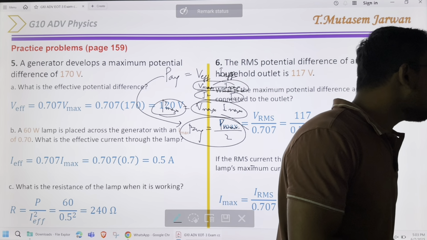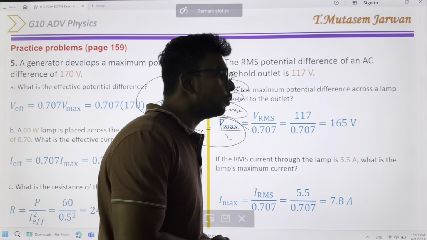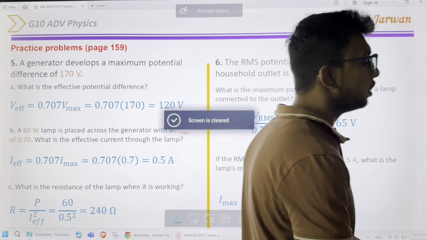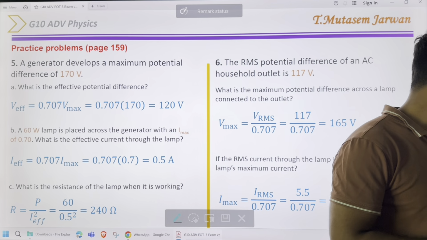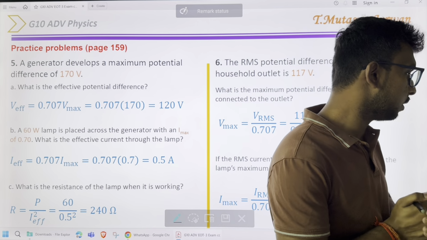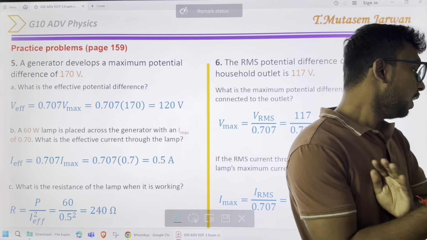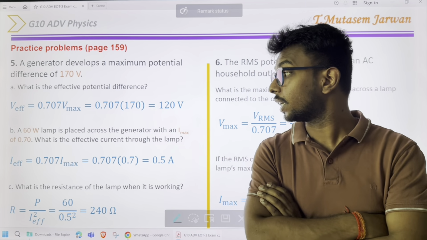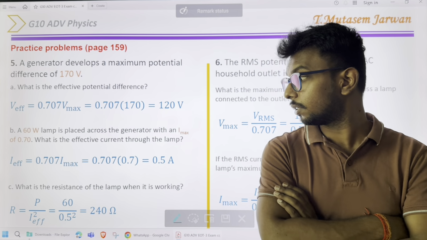A generator develops a maximum potential difference of 170. What is the effective potential difference? You can calculate it. All you have to do is, I have V max, I have to find V effective, divide with root 2, you'll get the result. A 60 watt lamp is placed across the generator with an Imax of 0.7. What is the effective current? You have Imax, you have to find effective, just divide with root 2, you will get the result.